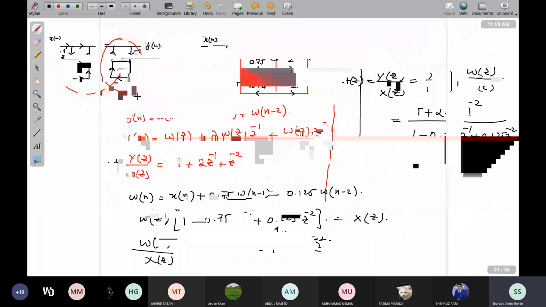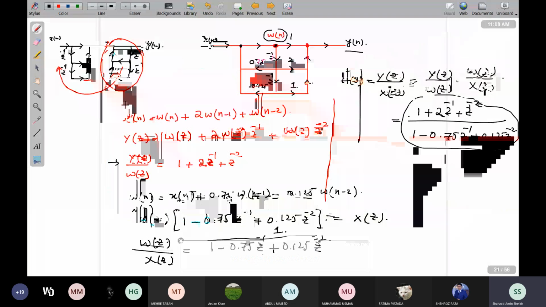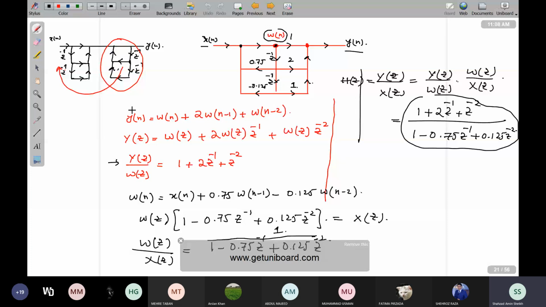We have already got, and we have got these structures. So now we are convinced that our direct form 2 is working fine from our difference equation, which we have obtained from this structure. Questions, beta?